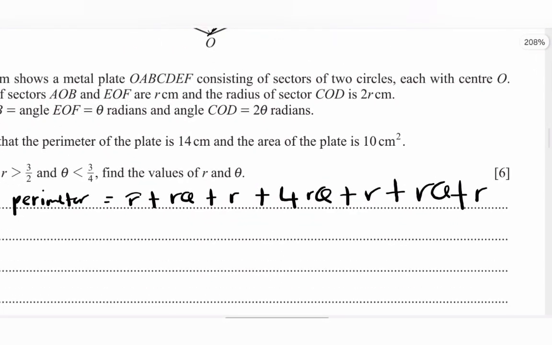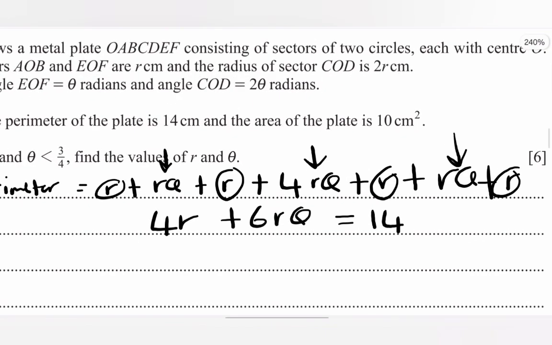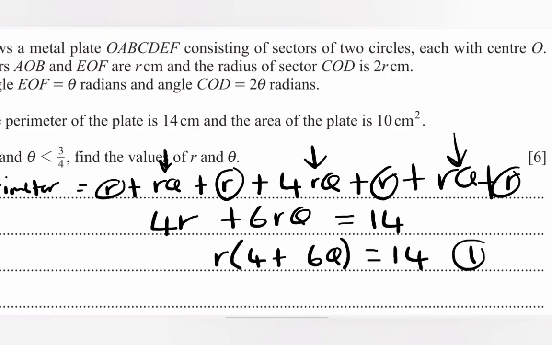And simplifying this, we have r here, and the last one here, so it's 4r. Then you have r theta plus 4r theta, which gives us 5r theta, plus this r theta right here. So 5 plus 1, the 6, plus 6r theta, and we're told this is equal to 14. So if we factor out r, we get 4 plus 6 theta being equal to 14. I think this will be our first equation.